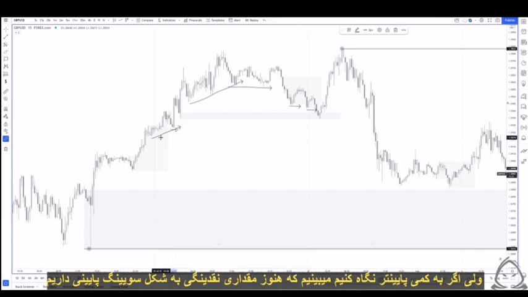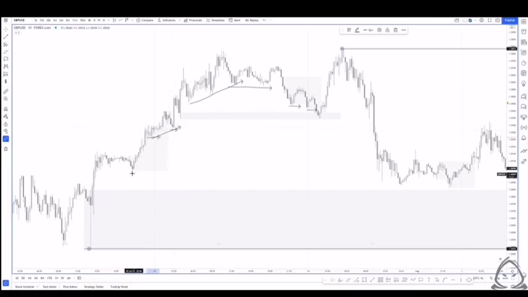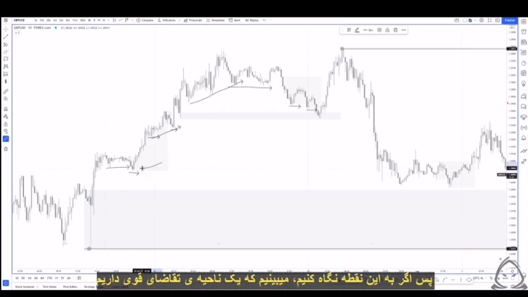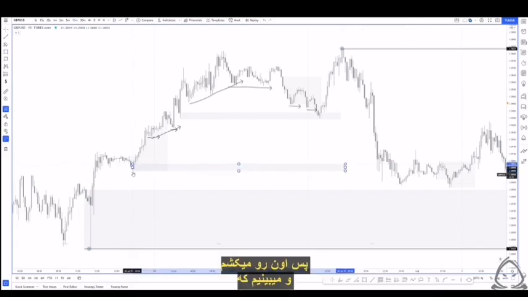some liquidity here in the form of swing lows. We have liquidity resting here. We also have a sweep of liquidity here. So if we're looking at this spot right here, we could derive that as a pretty solid demand zone. So we'll draw that on.